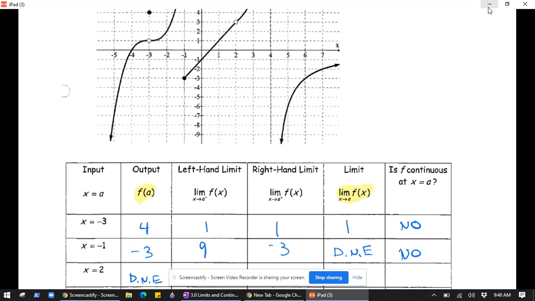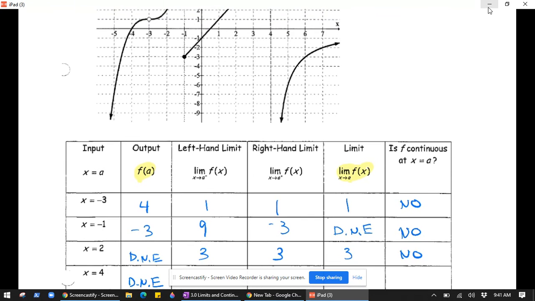Let's look at x equals 2. We noted the value doesn't exist at 2. The limit from the left is 3. The limit from the right is 3. Therefore, the limit from both sides is 3. And is it continuous at x equals 2? The answer is no, because the value doesn't exist. So it didn't have a shot to begin with.